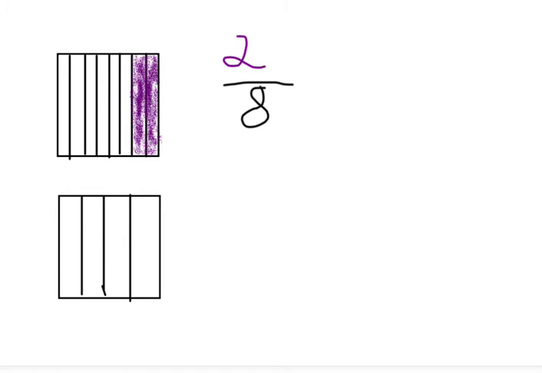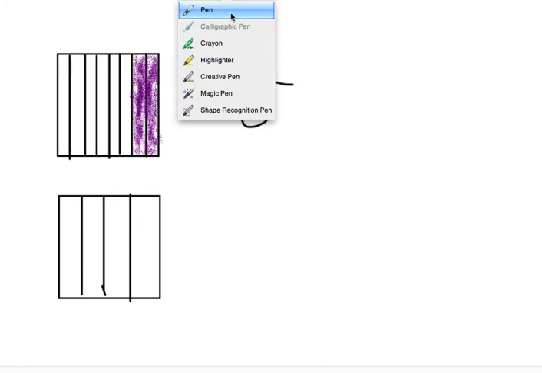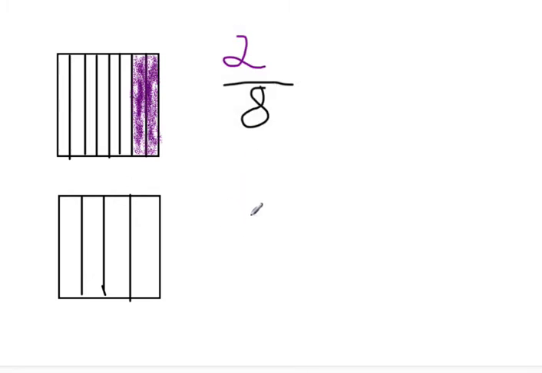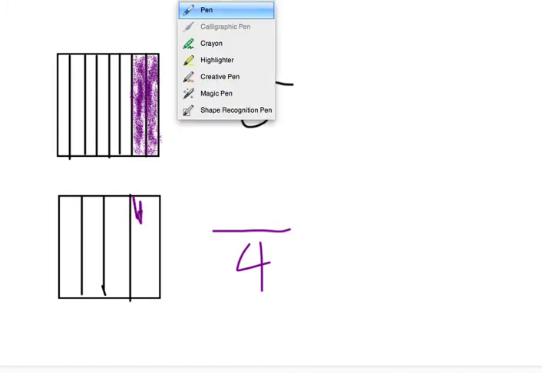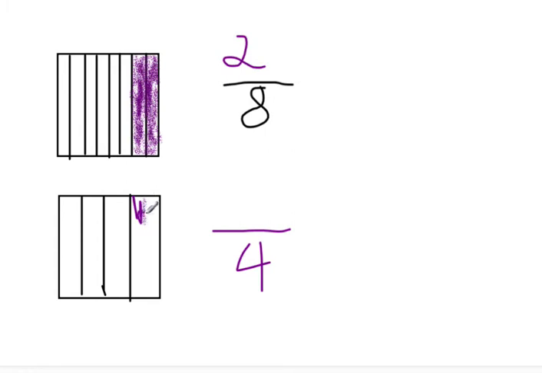Now how many pieces do I have as my fractions? How many pieces of my whole do I have? If you answered 4 and said 4 is the denominator, that is correct. If I take my pen and I color in one section, how many of those sections did I color?